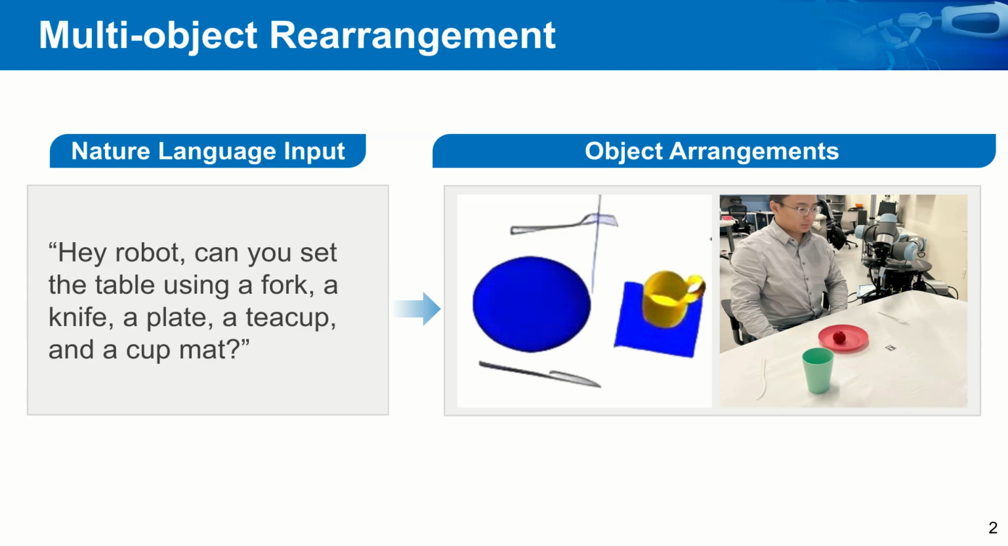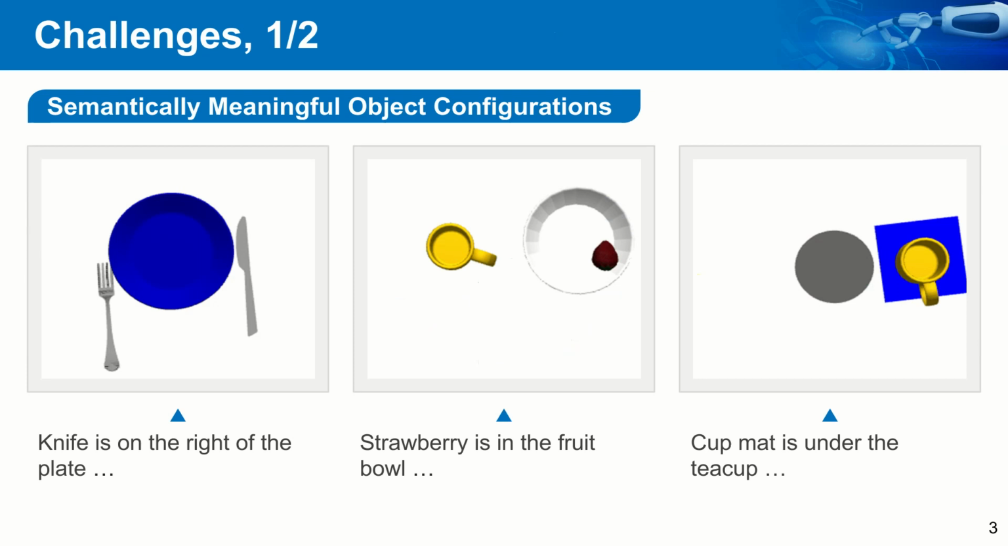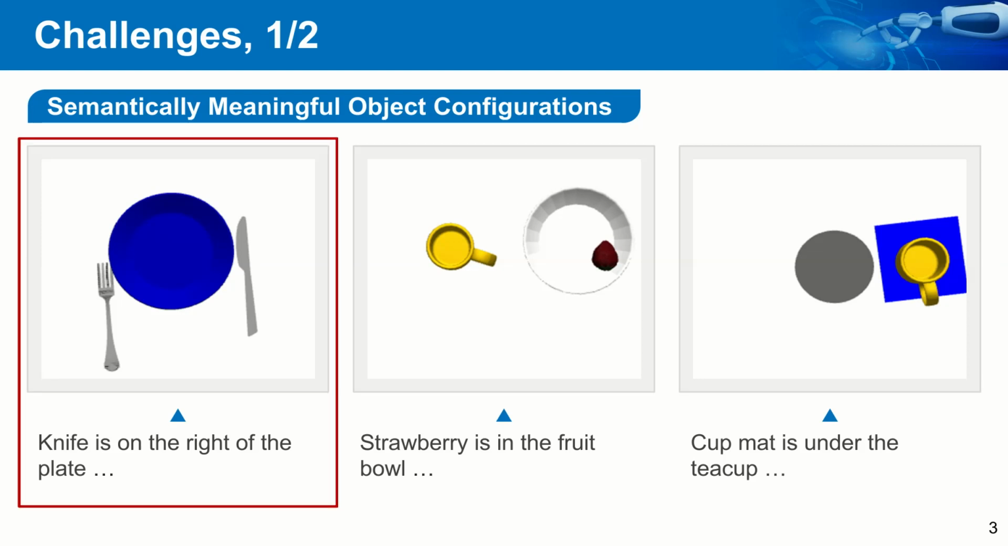To complete the task, there are a few challenges. The first challenge would be, given the target objects, how to compute semantically meaningful configurations. For example, the fork should be on the left and the knife should be on the right. It is important to be aligned with human preference.